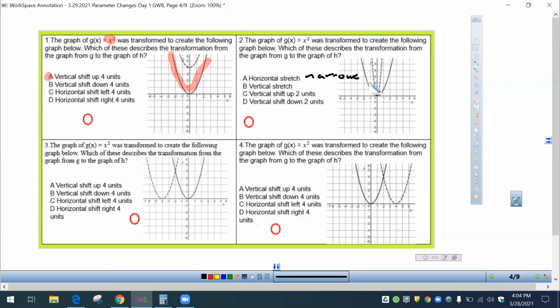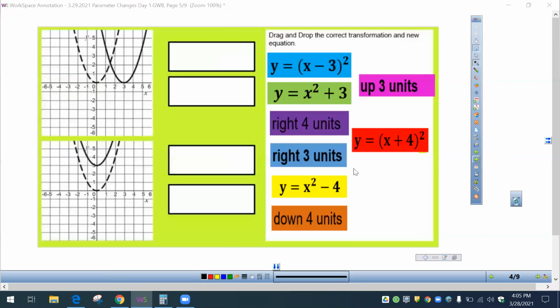You see they gave you the black one, the parent function. You're going to tell me what happens with the new one, and you see that it got thinner. The black one is the parent function, the one at the origin. You always start off with that one, and you're going to tell me what happened with the dotted one. So this one would be a horizontal stretch. On to the next one.